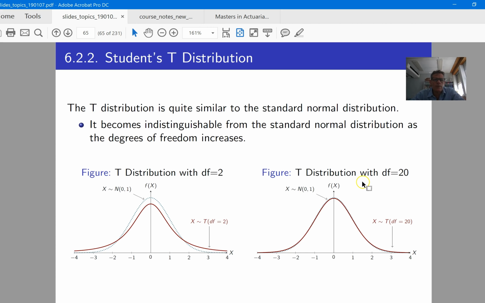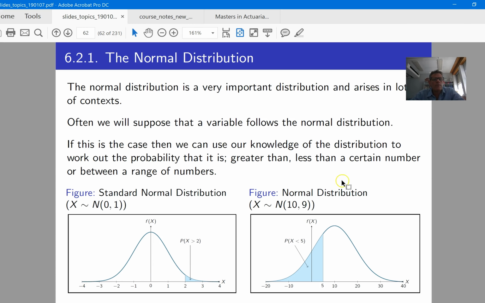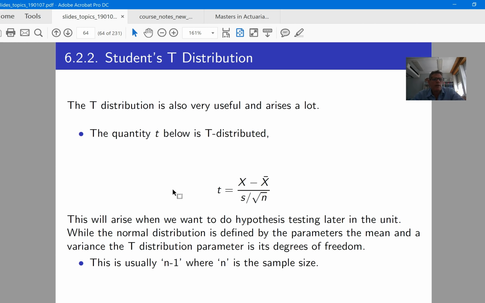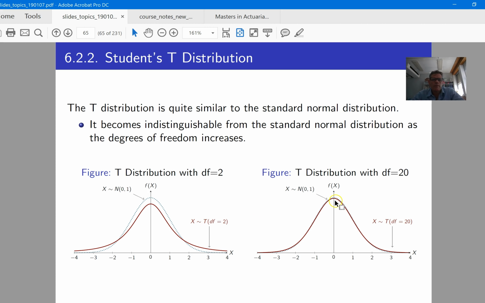There's one other distribution we're going to think about, and that's what's known as the student's t-distribution. So the normal distribution, as I say, evolved out of a histogram which has got a nice symmetric smooth shape about it. Now student's t-distribution is called student's t because it's named after a person called Student. It's nothing to do with university students.